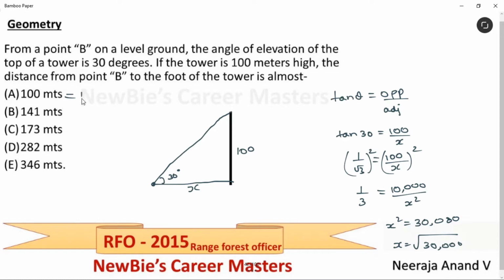See, 100 square is 10,000. It is not near to 30,000. Let's cancel this. Let's square this number now. 141 into 141. We get 19981. This is not near to 30,000. We can cancel this value also. Let's come to the third one now, which is 173 square. This value is 29929. See, this number is near to 30,000, no? Correct? We can say 173 is the answer for this question. I hope this is clear.